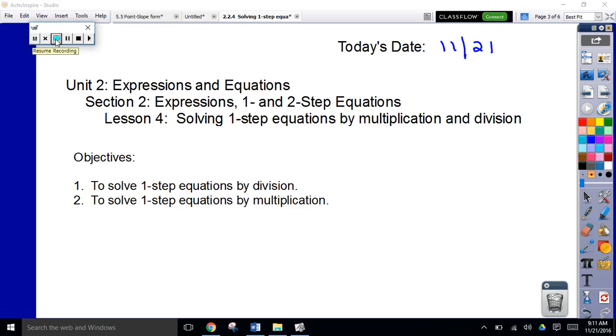Okay, so last lesson we solved one-step equations by addition and subtraction. Today we're going to do multiplication and division. So those are our two objectives. First we'll do solving by division, and then we'll do solving by multiplication.